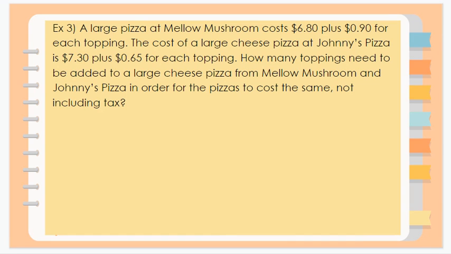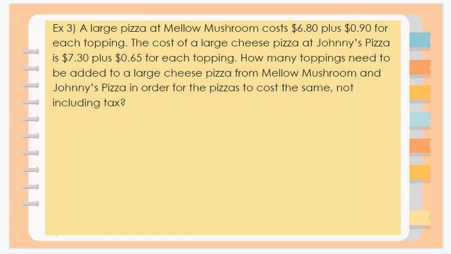Example 3. A large pizza at Mellow Mushroom costs $6.80 plus 90 cents for each topping. The cost of a large cheese pizza at Johnny's Pizza is $7.30 plus 65 cents for each topping. How many toppings need to be added to a large cheese pizza from Mellow Mushroom and a Johnny's Pizza in order for the pizzas to cost the same, not including tax? So we want to see when the price of each of the pizzas is going to be the same and how many toppings that would be.